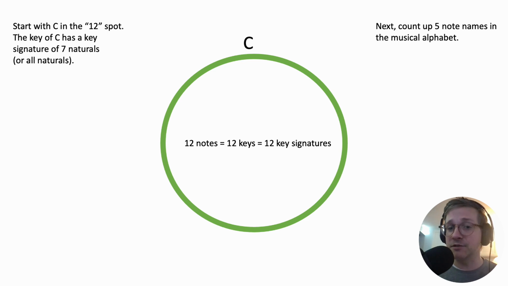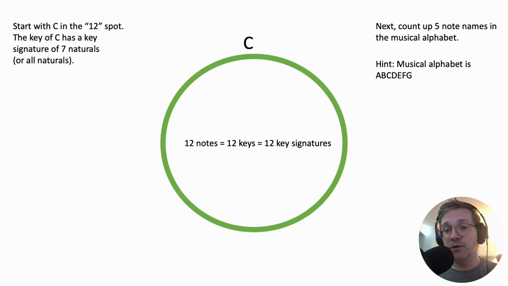The next thing we're going to do, since this is the circle of fifths, is we're going to count up 5 note names in the musical alphabet. Just a reminder, A, B, C, D, E, F, G, no H's. Okay, so if we start on C, C is 1, D is 2, E is 3, F is 4, G would be number 5.